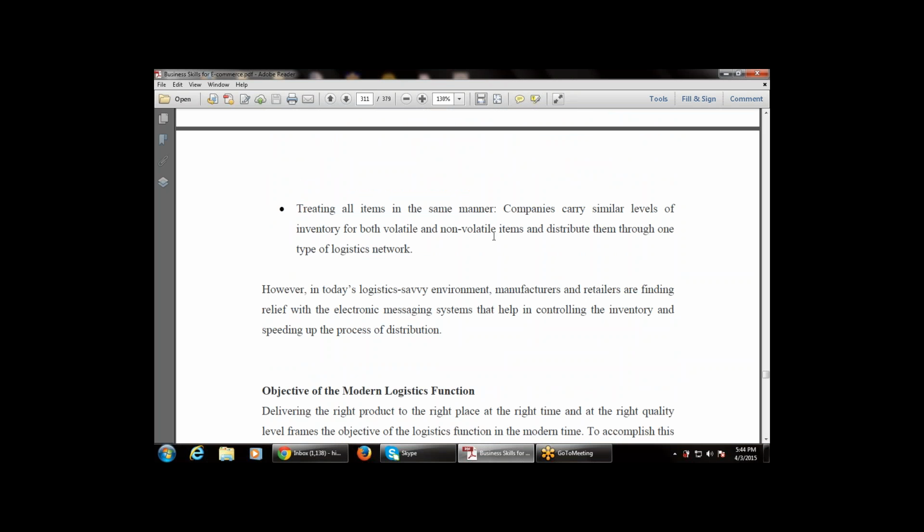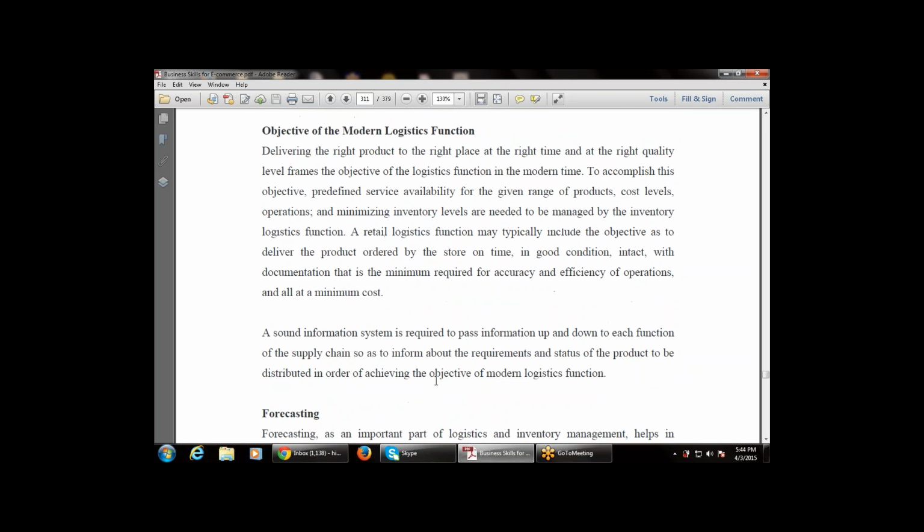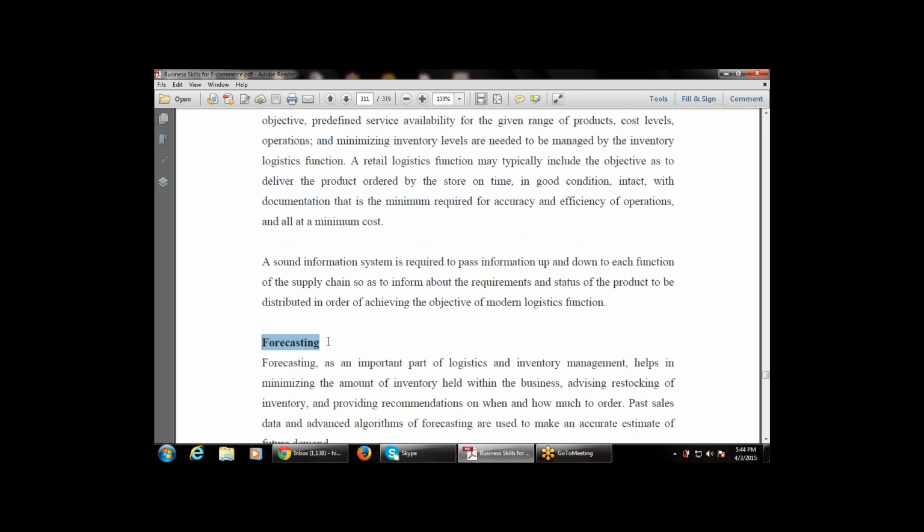Now, what is the objective of a modern logistics system? That was the traditional one. Now, with the use of the internet, there are modern logistics systems. What are the main objectives? One of the main objectives is to provide accurate and efficient information at a minimum cost. The retail logistic function may typically include the objective to deliver the product ordered by the store on time, in good condition, intact, with proper documentation. That is the minimum required for accuracy and efficiency and at a minimum cost.